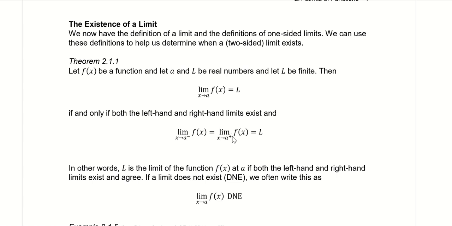So here's our first theorem. Let f of x be our function. Let a and L be real numbers like we've defined before. Let L be finite, so it is some number that exists. The limit of f of x as x approaches a exists if and only if both the left-hand and the right-hand limits exist and they're equal. And they both equal L. So basically, here's our left-hand limit. This equals our right-hand limit, whatever it is. And they both equal the same thing, which is our L, our actual limit value.